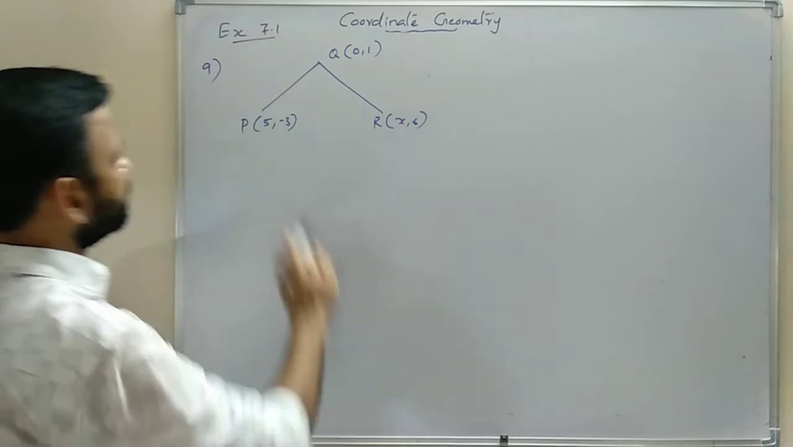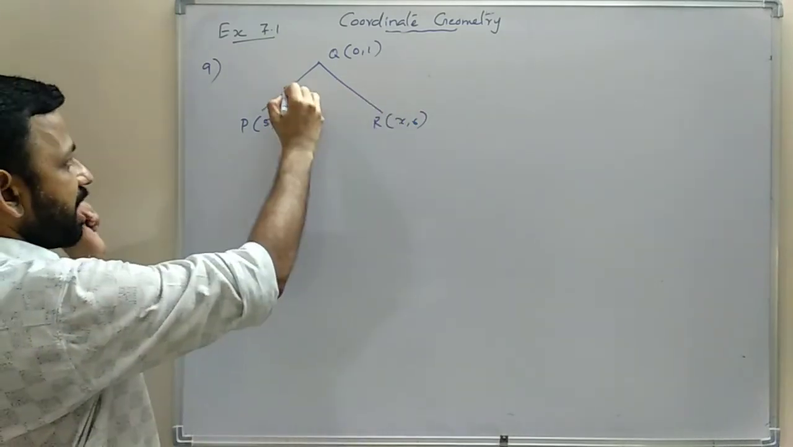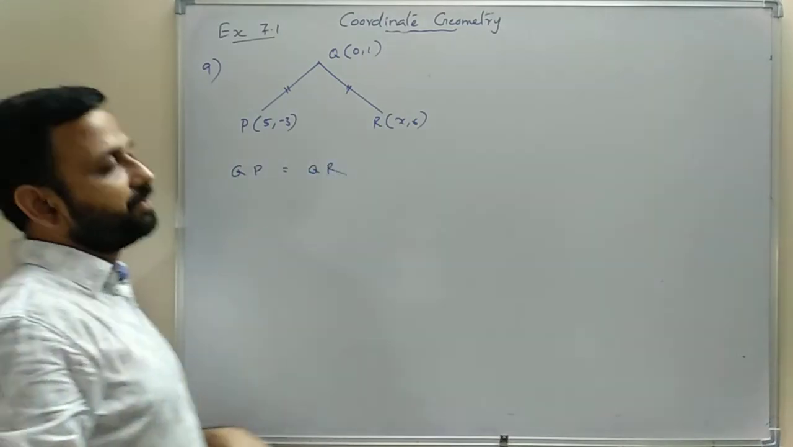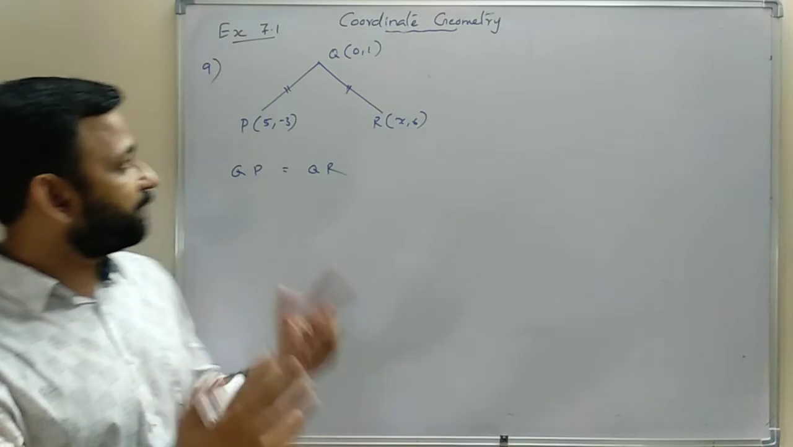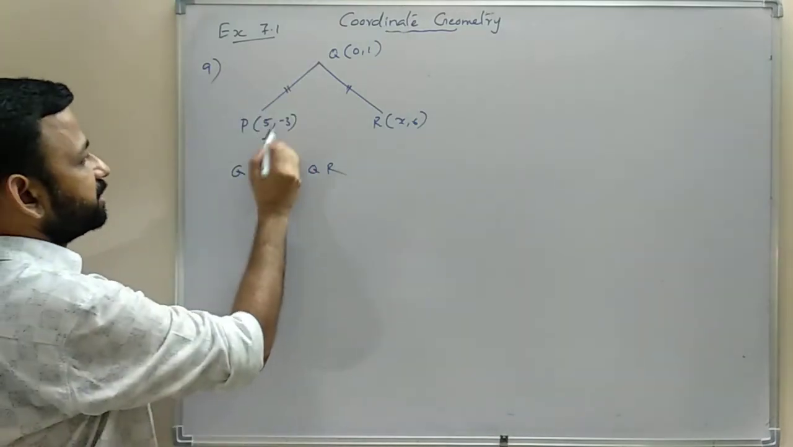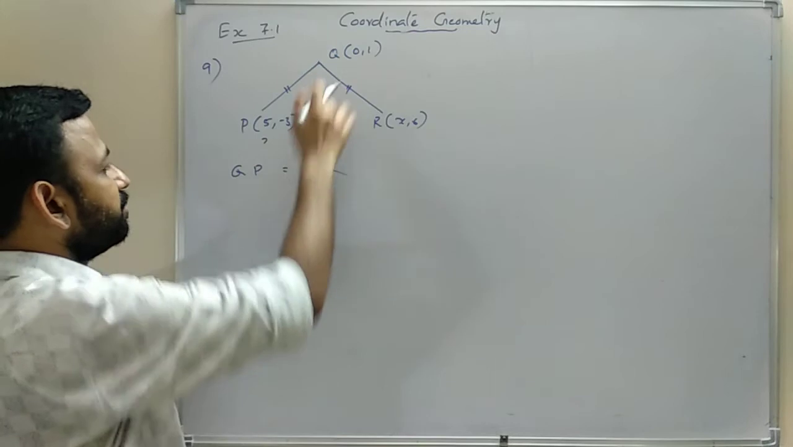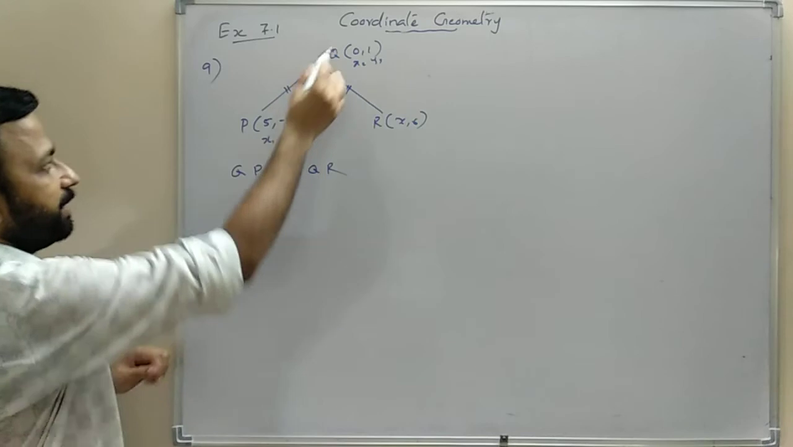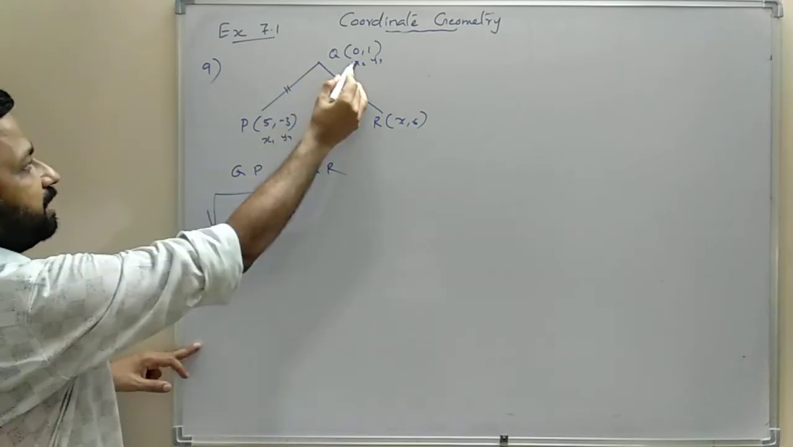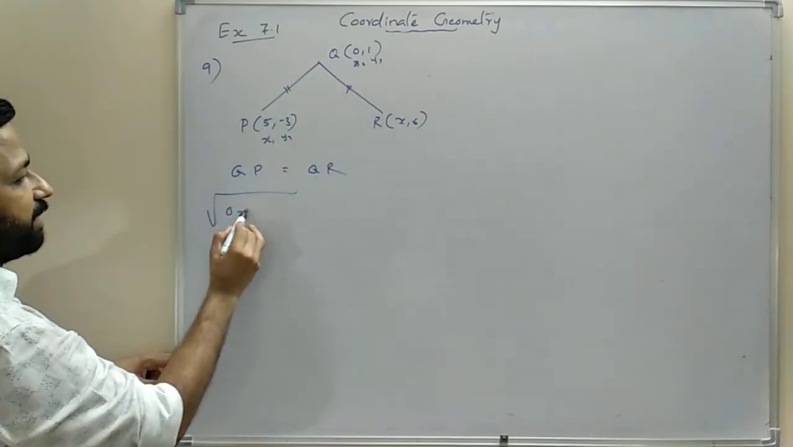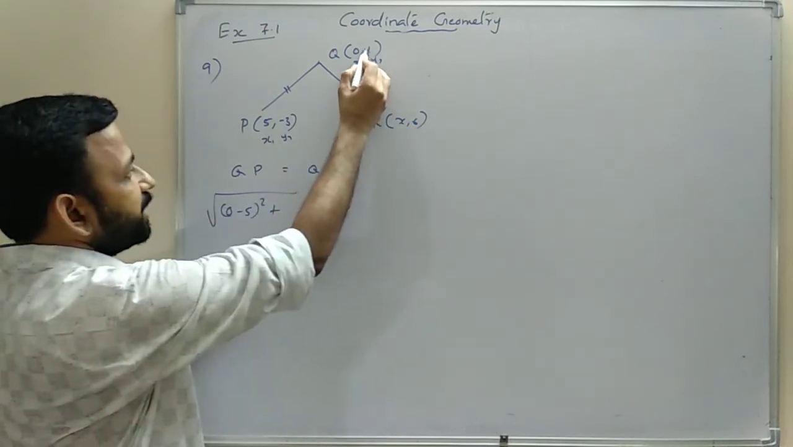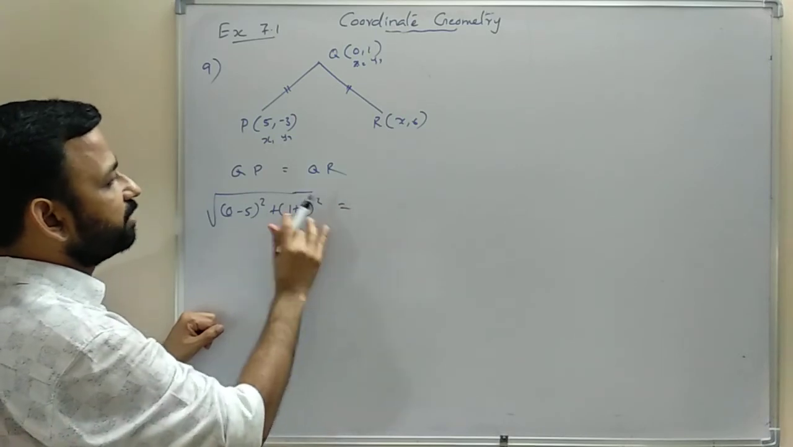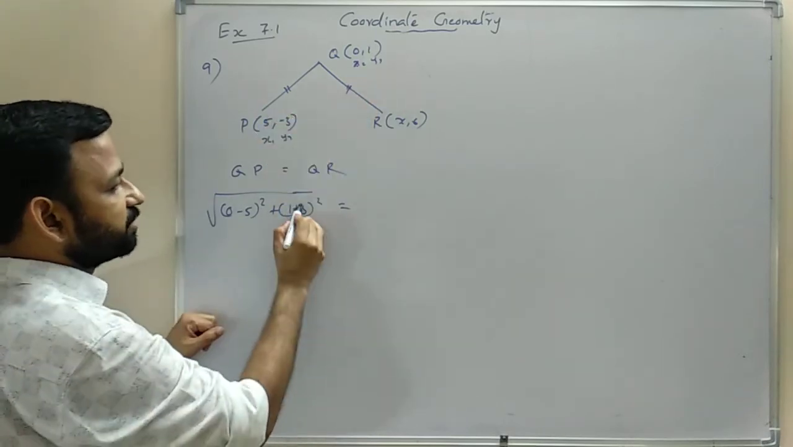So here Q is equidistant from P and R. So we can write QP is equal to QR. So QP, distance between Q and P, and QR, distance between Q and R. So we can take it as x1 y1, x2 y2. So when we find QP, that is under root x2 minus x1 the whole square, that is 0 minus 5 whole square, plus y2 minus y1 whole square, 1 minus minus 3, that is 1 plus 3 whole square.